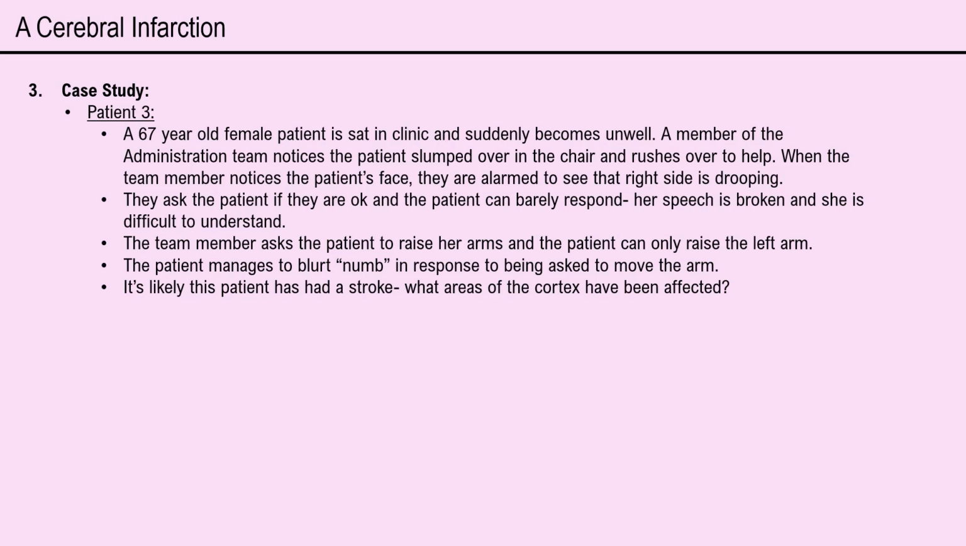The team recognise that this is probably a stroke and ask the patient to raise her arms. She can only do so with her left arm. She blurts, "numb," when being asked to raise her right arm. Given all this information, which areas of cortex have likely been impaired by this suspected stroke?